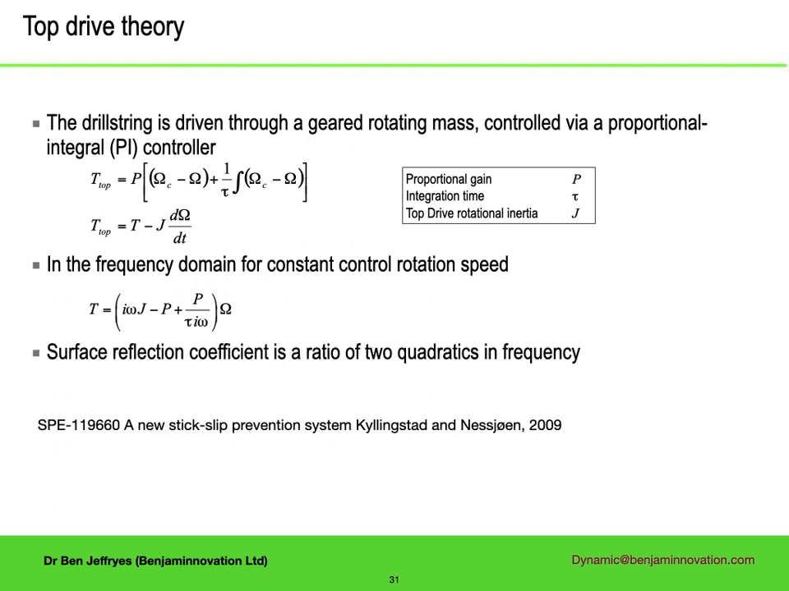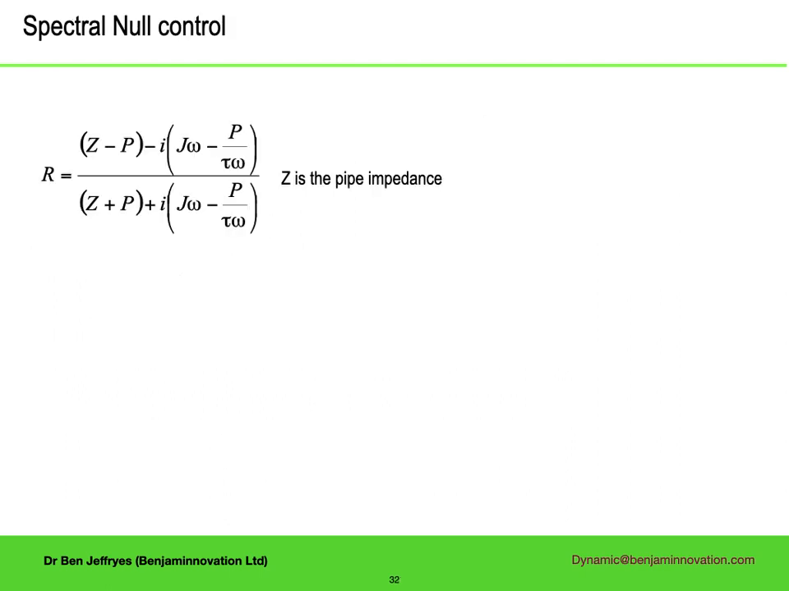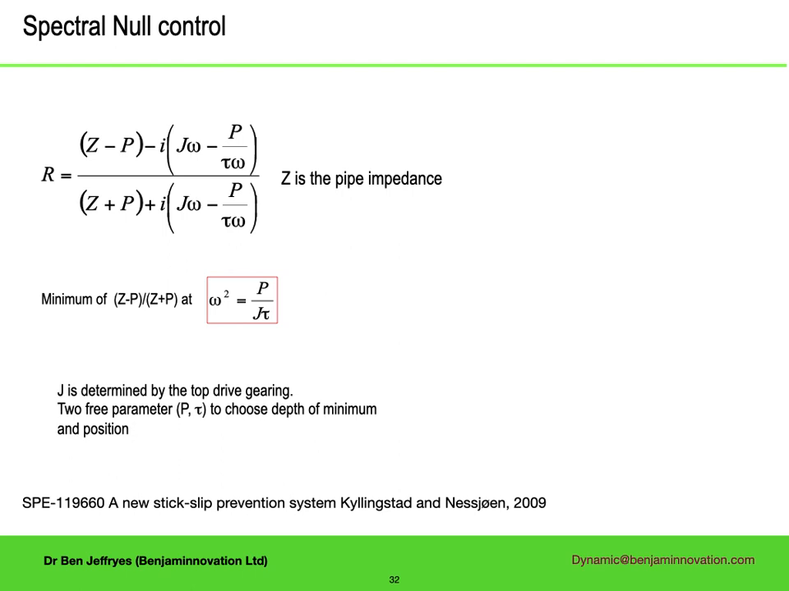When you go through the maths, the reflection coefficient for an upgoing wave is a quadratic in the frequency. This is the reference from the original paper. Here's the reflection coefficient. You can see that for given inertia, you can choose where in the frequency domain to put a minimum in this reflection coefficient, and also how deep that minimum is.